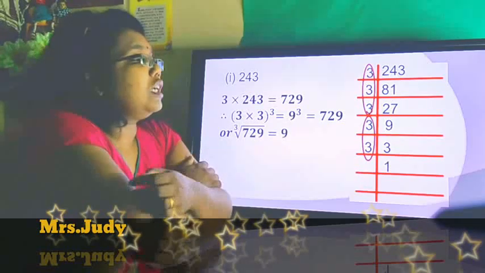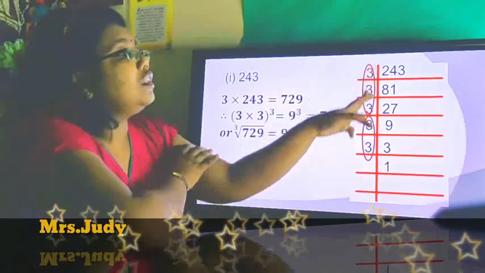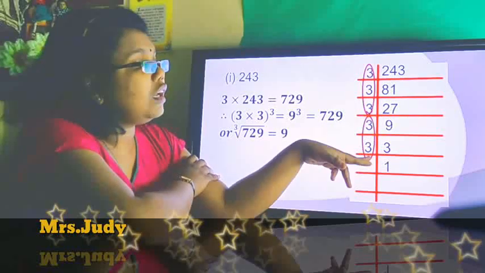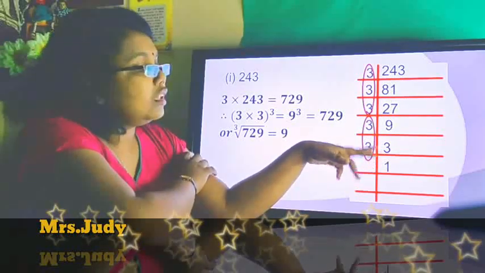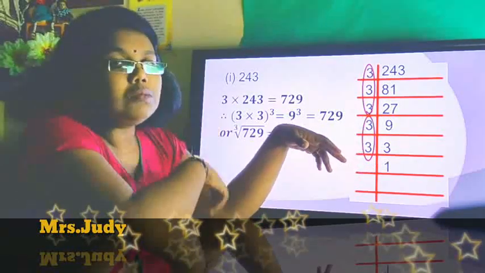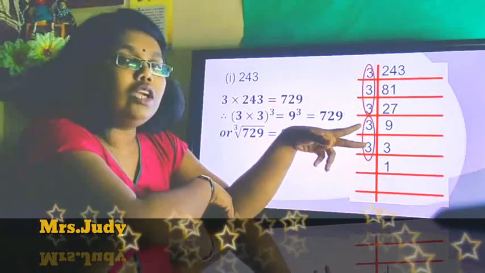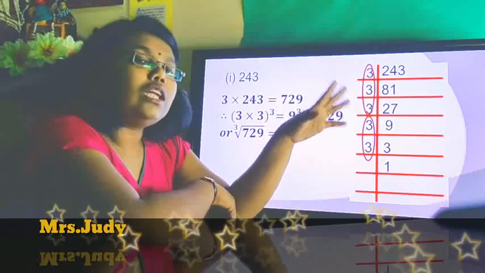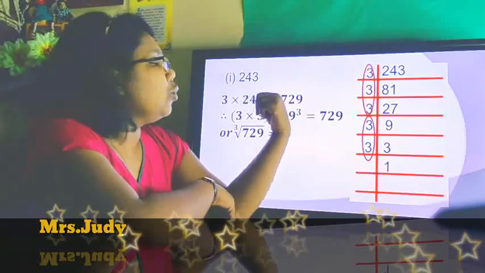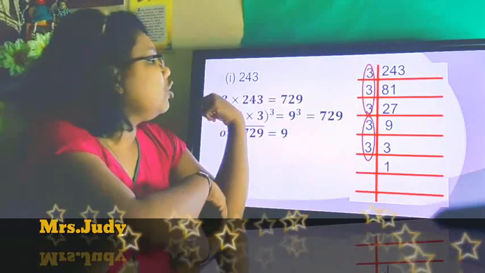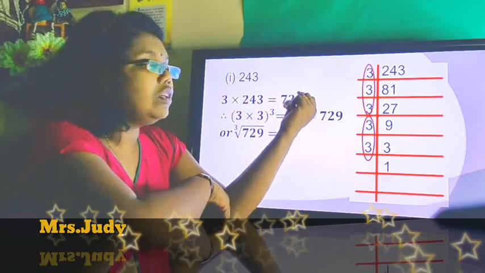And on prime factorization, we see that there is a group of 3 3's, but then the second group is lacking 1. There are only 2 3's, so 1 3 is missing. There has to be 3 3's. So in here we have 3, but here there are only 2. So what we should do is that the one that is missing should multiply with the question, that is 243. When you multiply 243 with 3, you get 729.